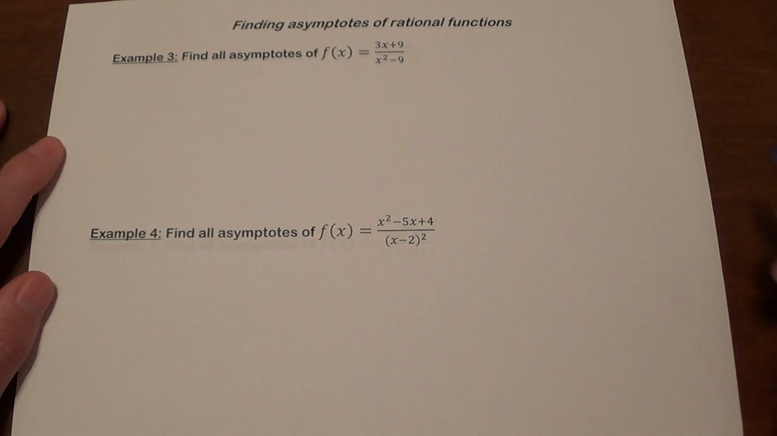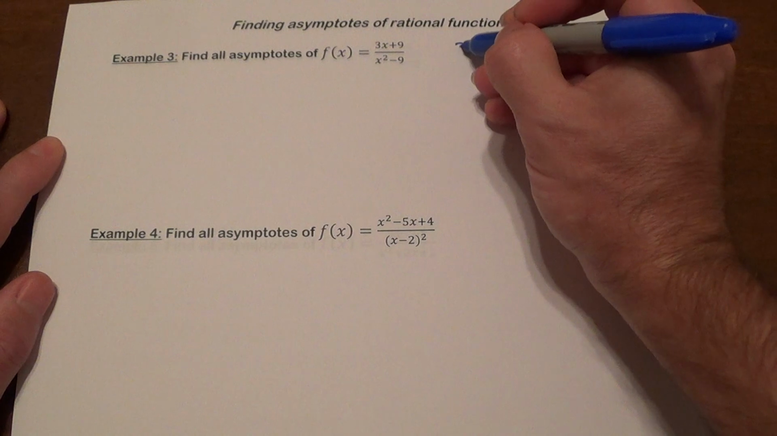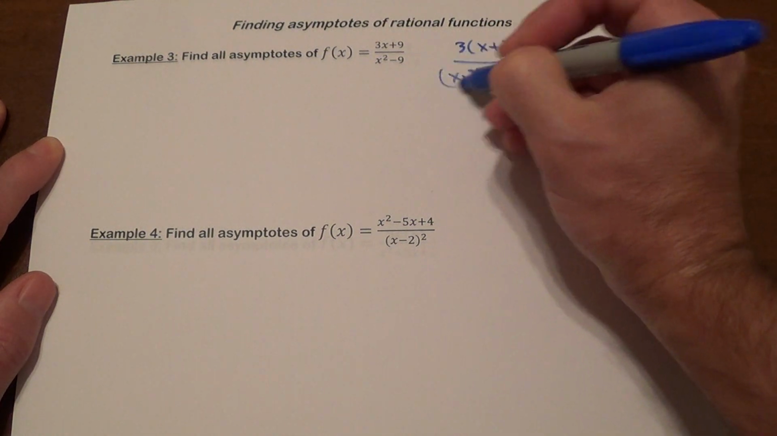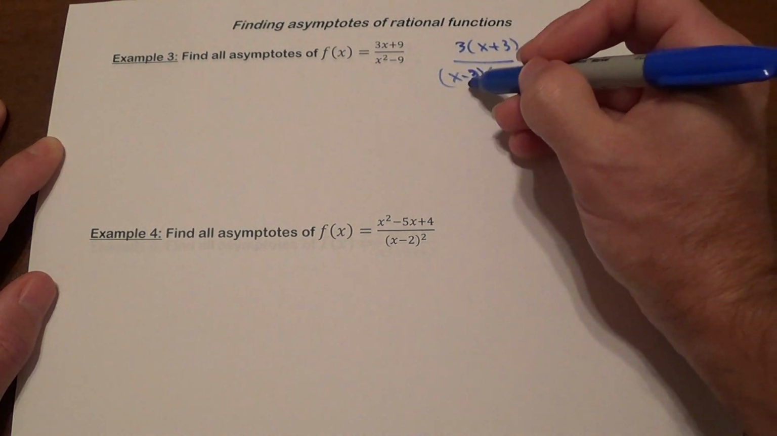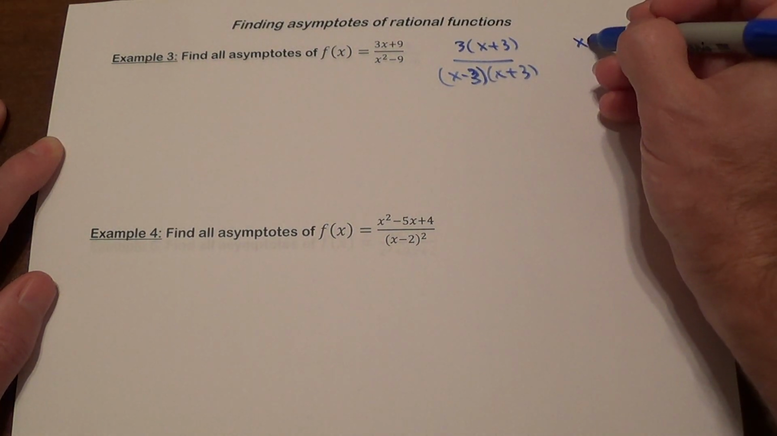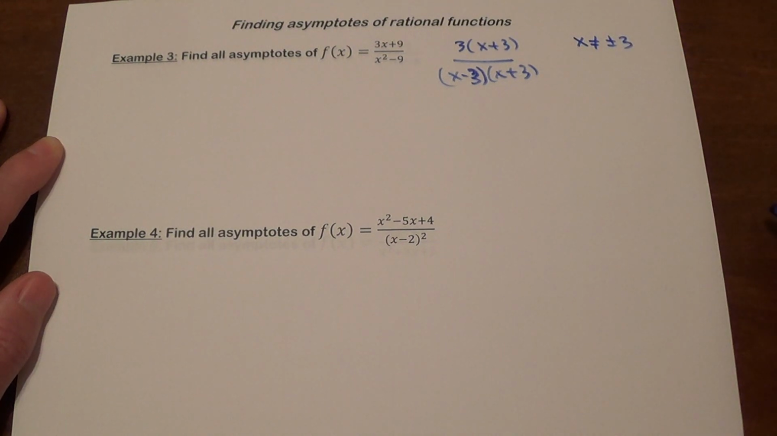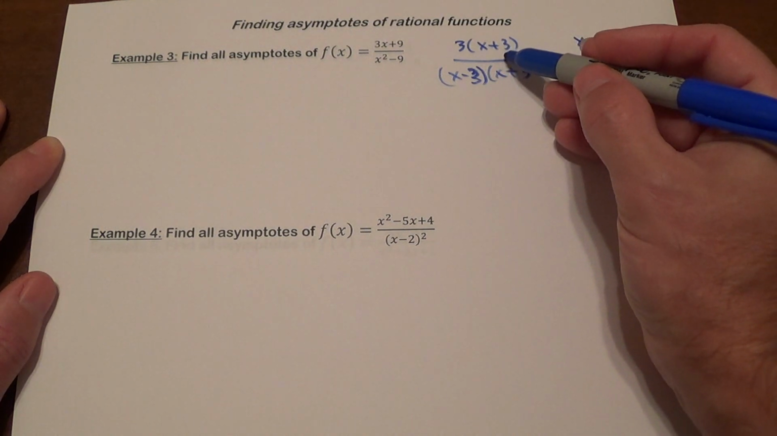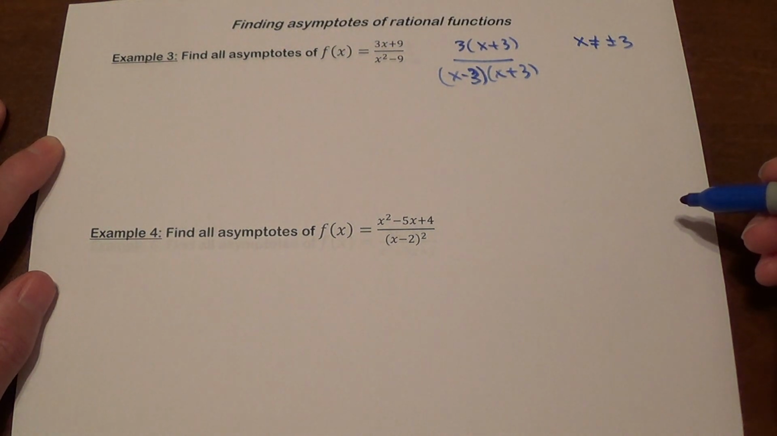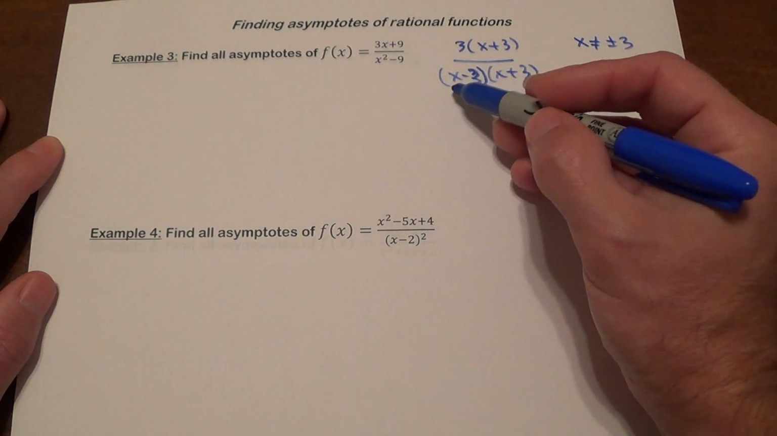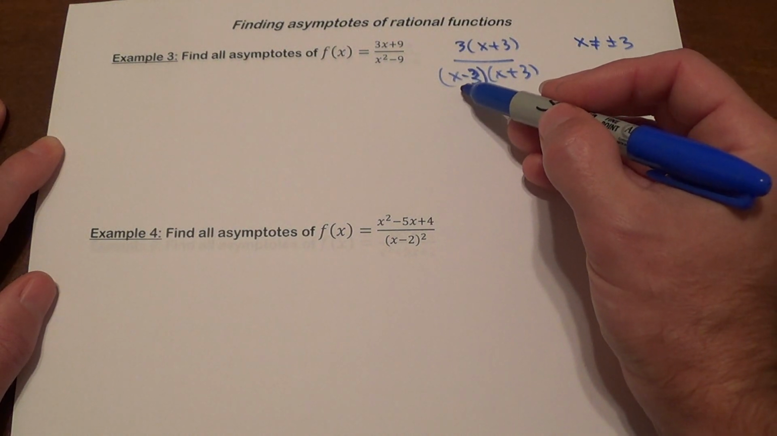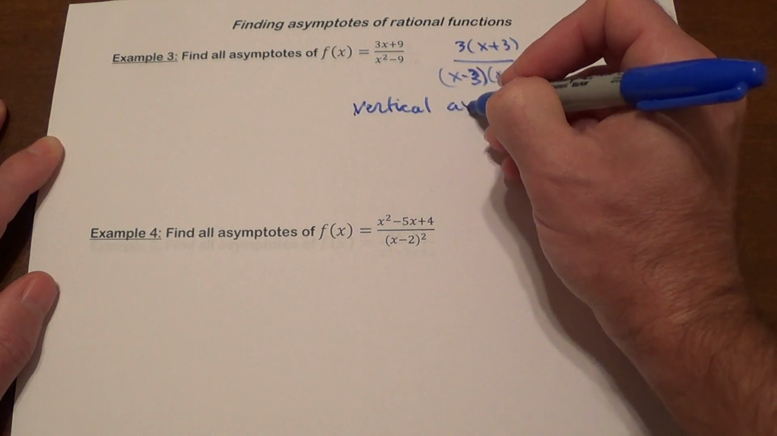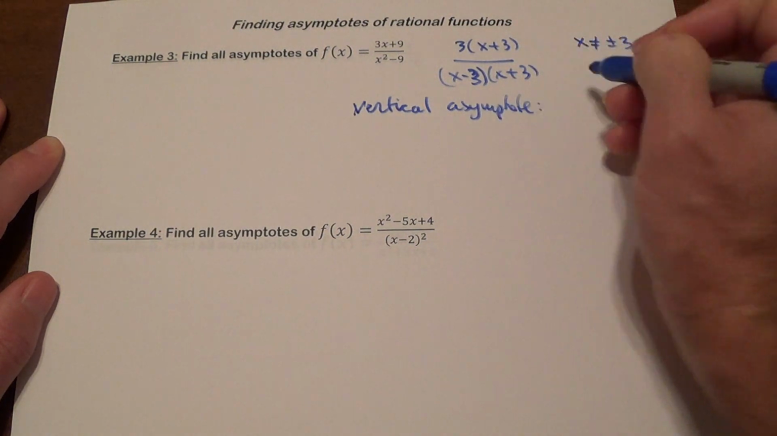This example here, we need to be careful. This is a very common mistake. If I factor this, it's 3 times x plus 3 divided by x minus 3 times x plus 3. So we know the values of x cannot be plus or minus 3, but at -3, both the denominator and the numerator will be 0. So x equals -3 does not give you a vertical asymptote. You're only going to have one vertical asymptote here at 3, because when x equals 3, the numerator is not 0. So for our vertical asymptote, we have x equals 3.